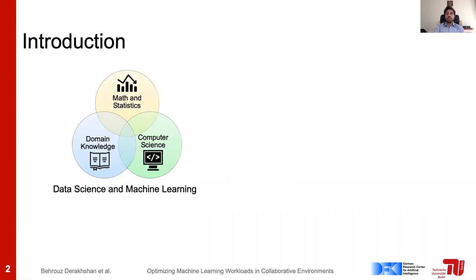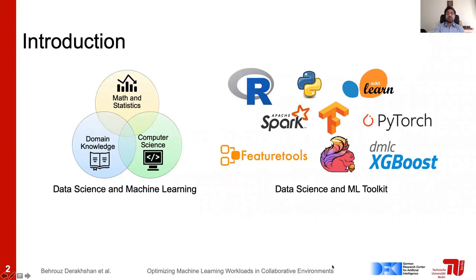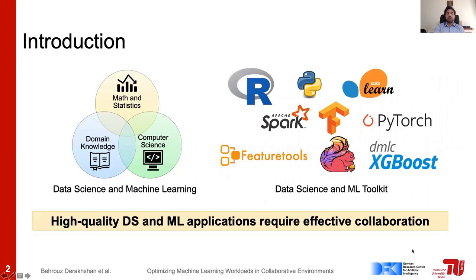Data science and machine learning are interdisciplinary fields, requiring knowledge from mathematics and statistics, computer science, and domain knowledge. And on top of that, there are tens, if not hundreds of different tools and software products enabling rich model training and data processing available to data scientists. Learning all of these by one user is very difficult, if not impossible. Therefore, to have high quality data science applications, we need to have effective collaboration among users.